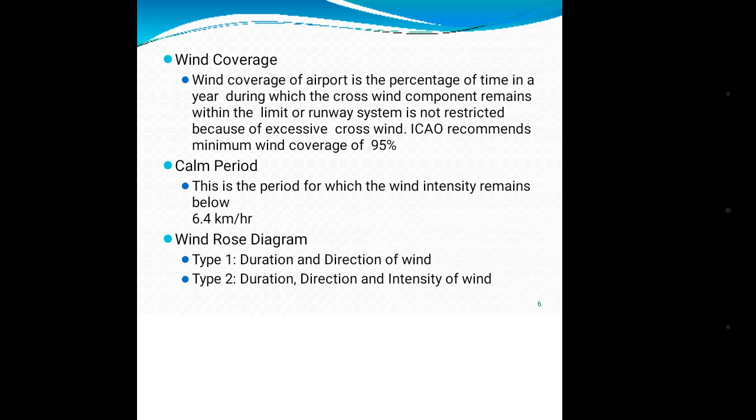And then we are going to deal with windrose diagrams of two categories. First is Type 1, in which we get information about the duration and direction of the wind. Type 2 gives the duration, direction and intensity of the wind. What is a windrose diagram? It was explained in the last lecture for reference.